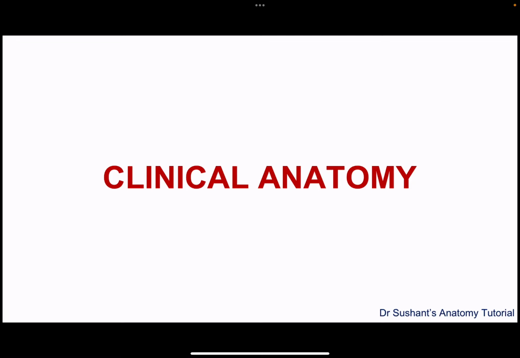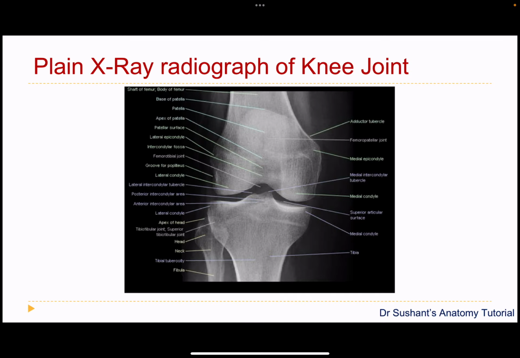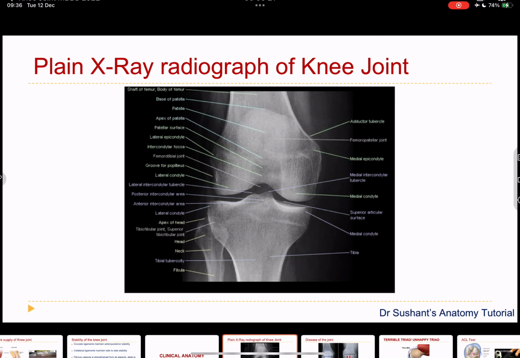In this part of the video, I will discuss the clinical anatomy of the knee joint. So first we will look at the plain X-ray radiograph of the knee joint.